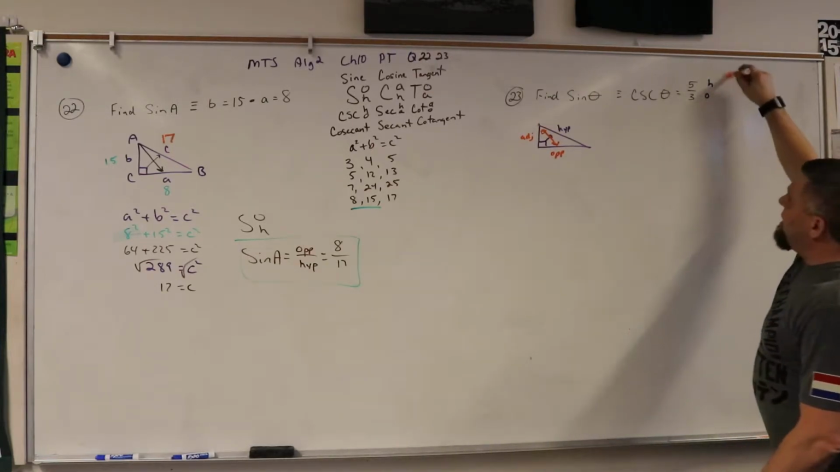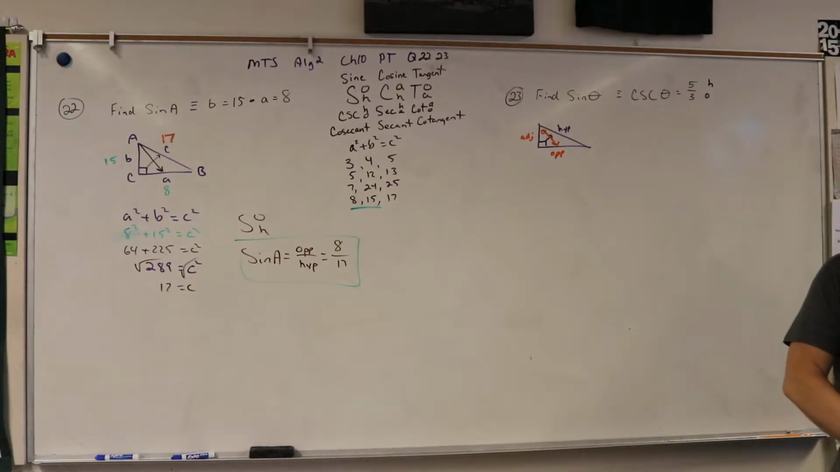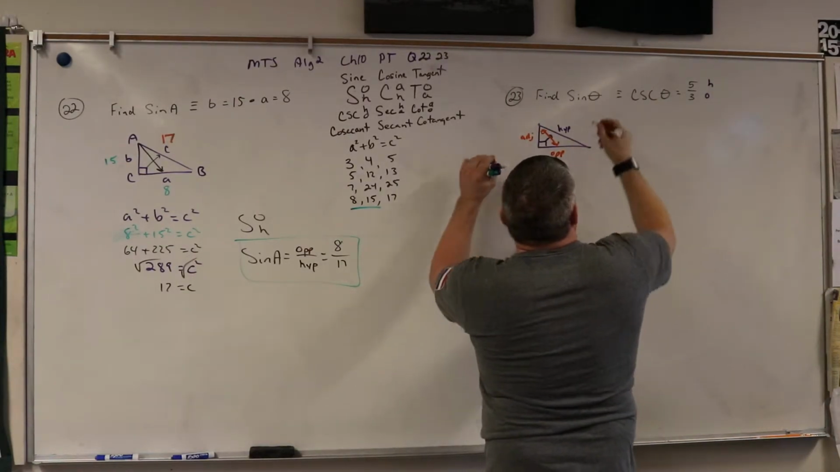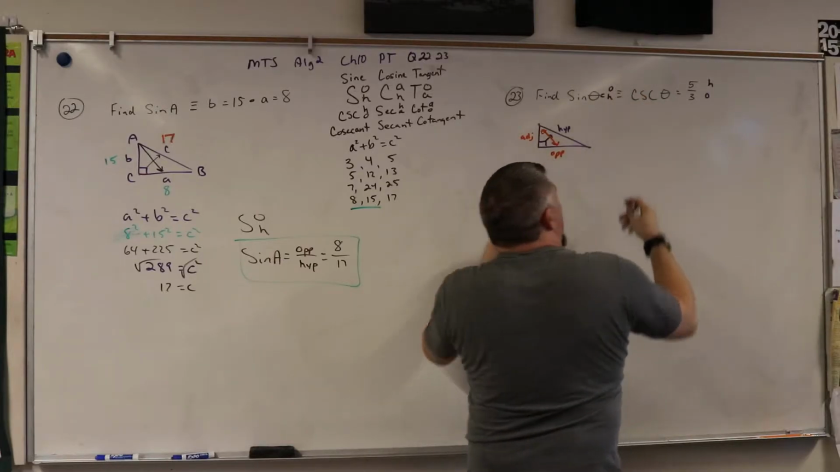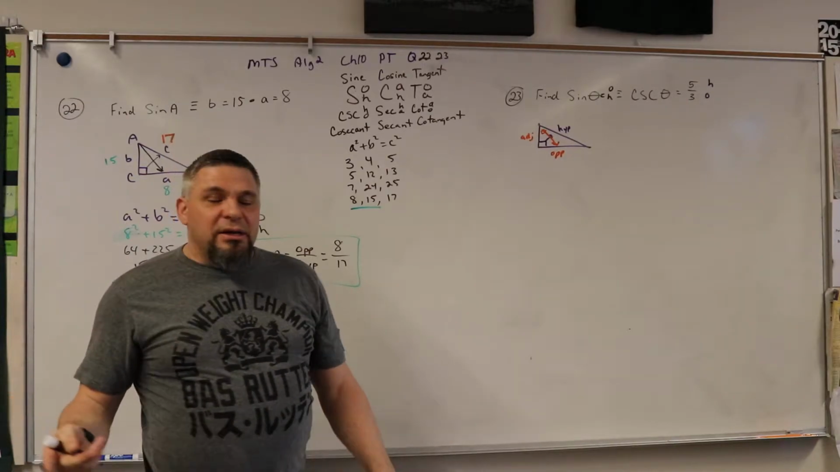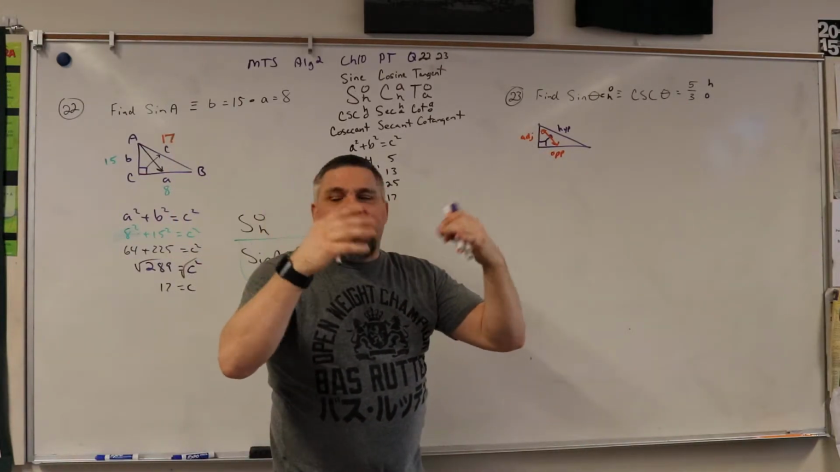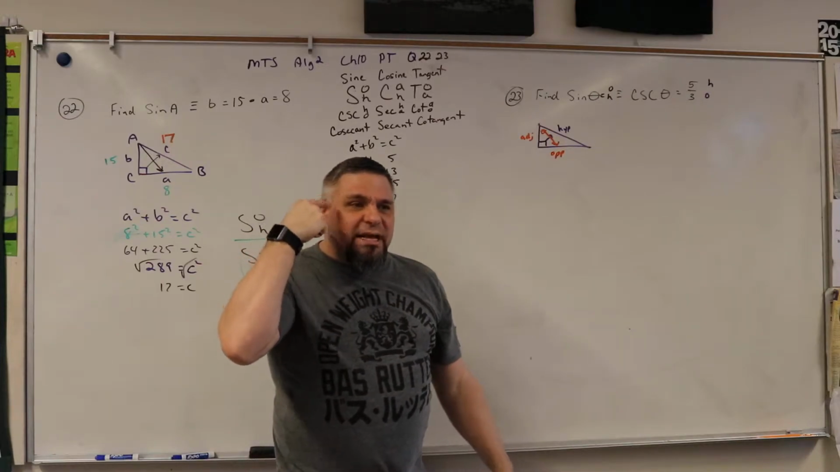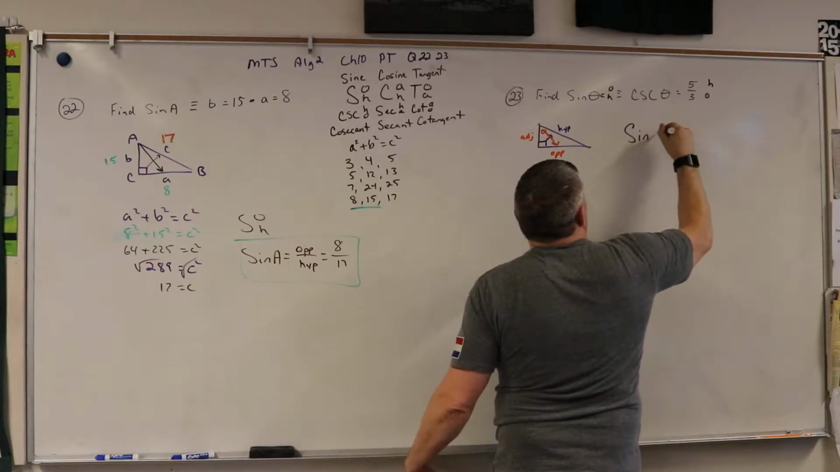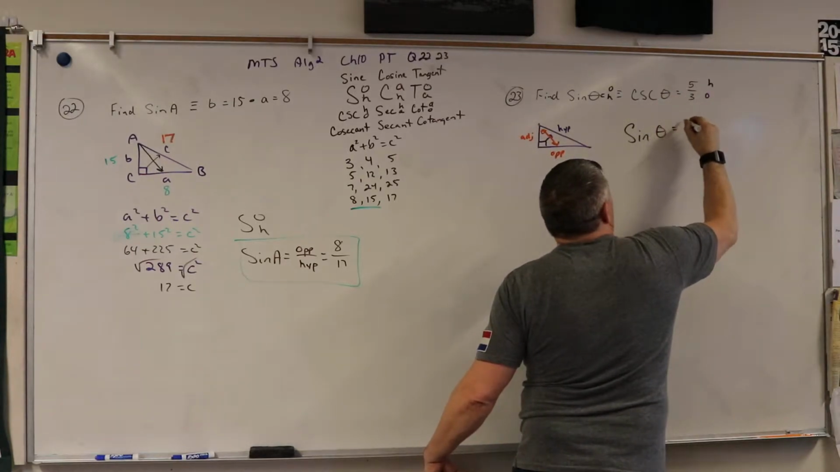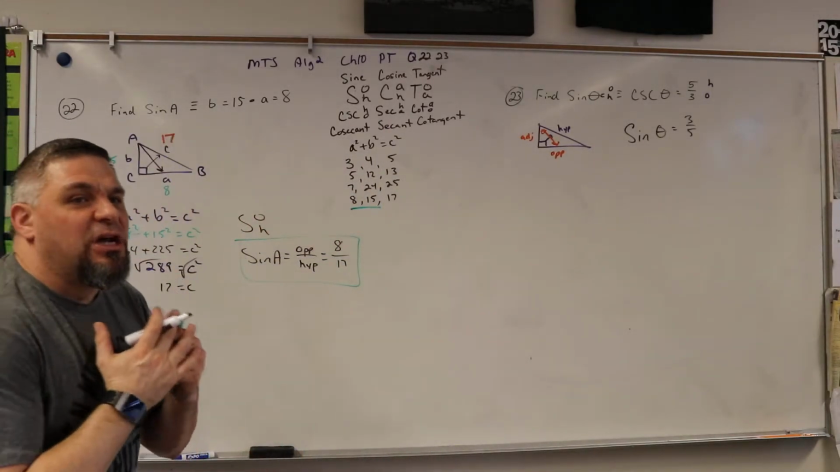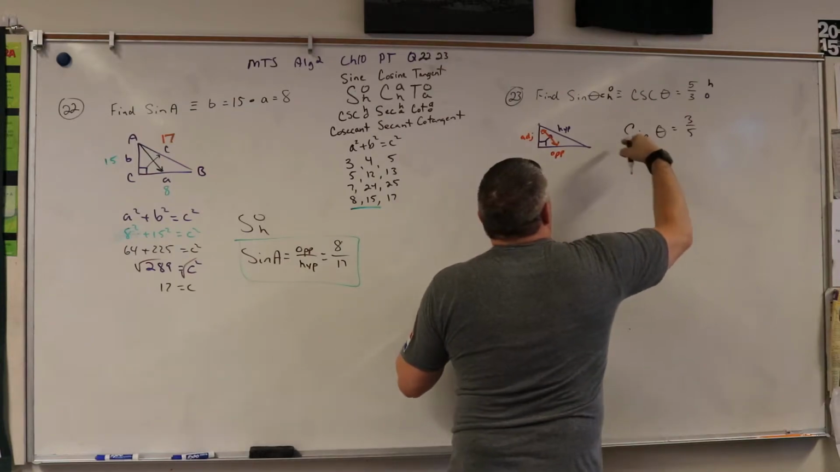I know that this is HO because it's cosecant. Now I got to look at the sine, and I know that the sine is actually OH. So they're just inverses of each other. So I didn't really need to do anything. Once I understand that they're inverses, then I know that the sine of theta is the inverse of this. So it's 3/5. No big deal.